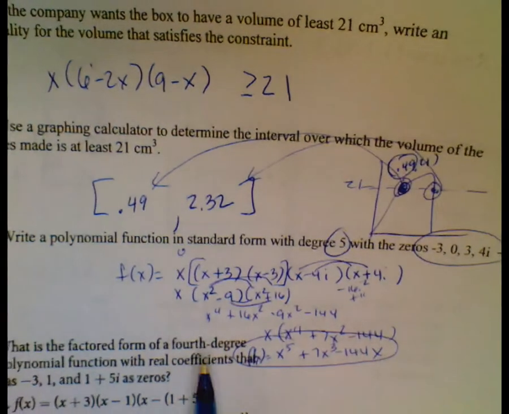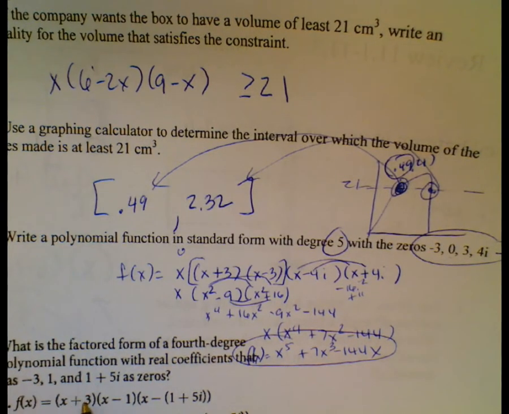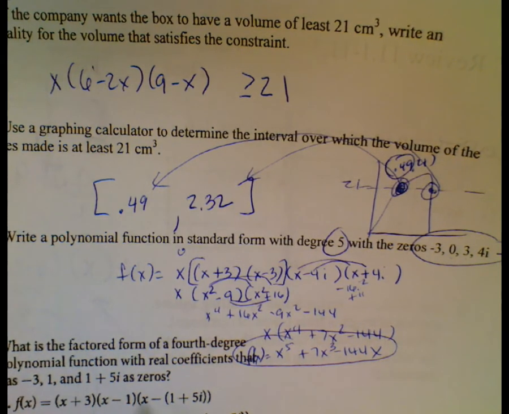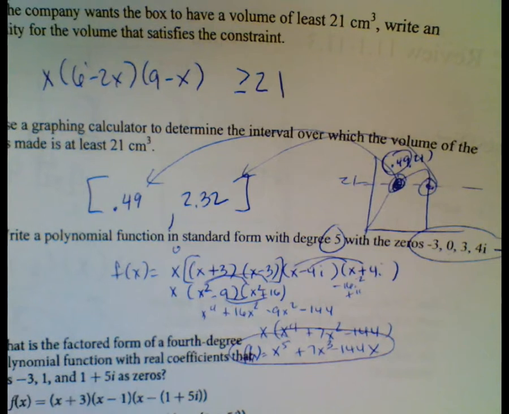8. What is the factor form of a 4th degree polynomial with these zeros? So if you have a negative 3, you should be looking for an x plus 3. So these all have an x plus 3. That doesn't help. A 1, x minus 1. So it's not this one. We're looking for x minus 1. So it could be any of the other 3.